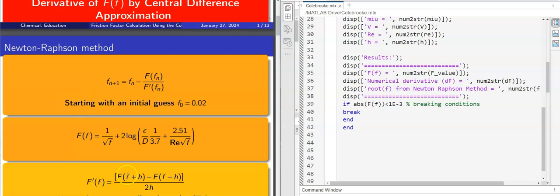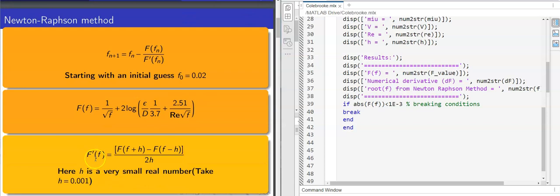So here is the central difference approximation. The derivative of F is equal to capital F of f plus h minus capital F of f minus h, divided by 2h. Here h is a very small real number, and h is 0.001.